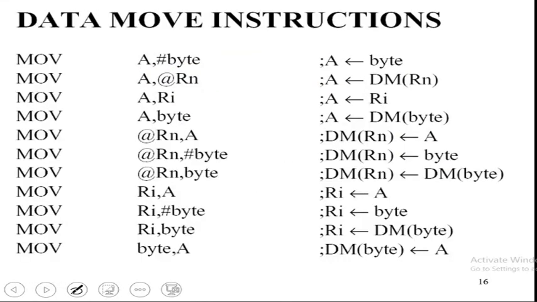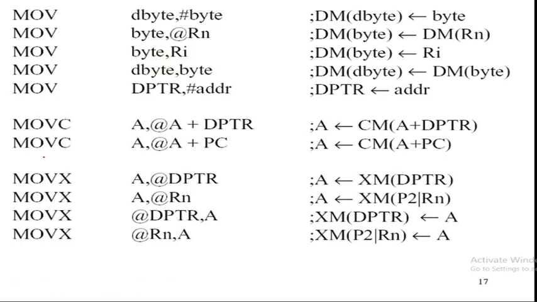And move is the same, transferring one content to another. MOV A, #byte, in the sense the byte is transferred to the accumulator. See, already I told that we have 3 types of moves. MOV is for general purpose move.